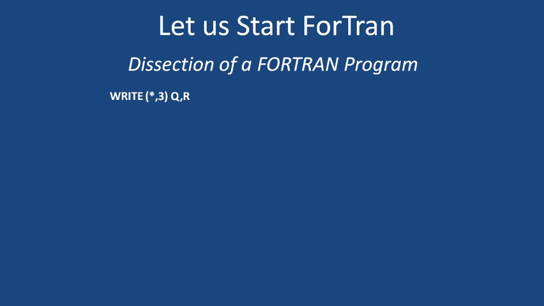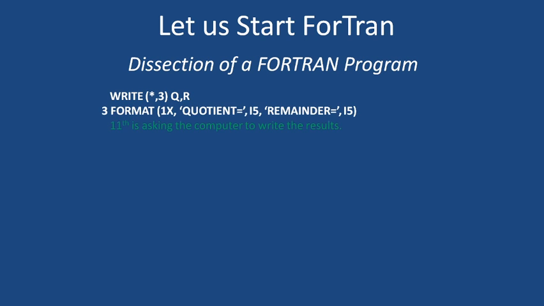So star comma 3: star means where it will write. Here star means in the display, that is on the monitor, and 3 means the formatting is given. So 3 is the line number where the corresponding format statement is given. So Q and R will be written in the format given in line number 3.